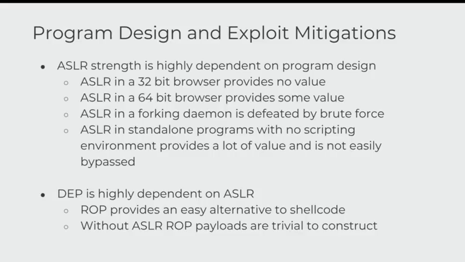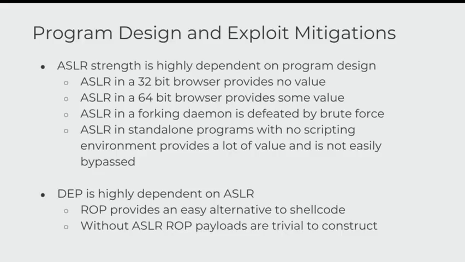There's a few other things about program designs that make memory safety vulnerabilities weaker in some cases. ASLR is a good example. In a 32-bit browser, it's essentially worthless, right? All the side channels aside, the memory space is just not big enough. You can basically fill up all the free space in a 32-bit browser with heap spray, and ASLR just becomes completely ineffective. ASLR in a 64-bit browser provides a little bit more value, right? There's always going to be things like side channels and JITs to leak those addresses. ASLR in a standalone program with no scripting environment and a non-executable DEP mitigation in place actually provides a lot of value and is not very easily bypassed.